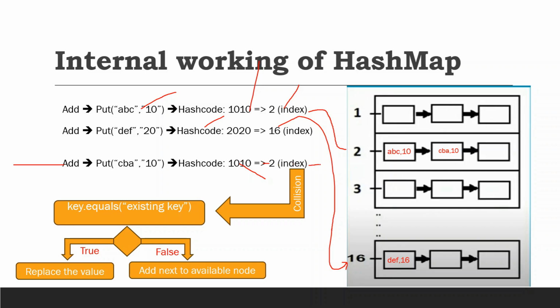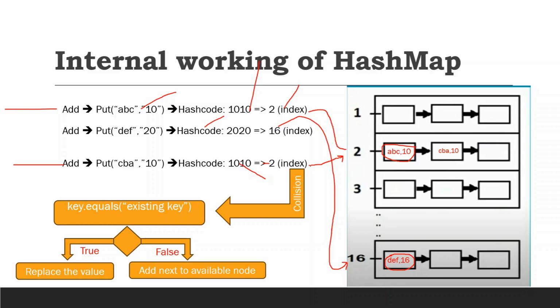So now it will go to the second index. But at the second index, data is already available. Which data is available? The first time we stored abc, so abc is already available with the value 10, and def is available at the 16th index. In this scenario abc is already available, because we had already stored it first.